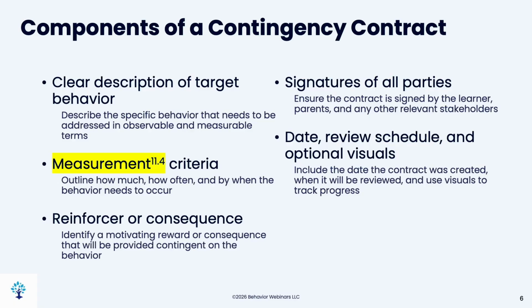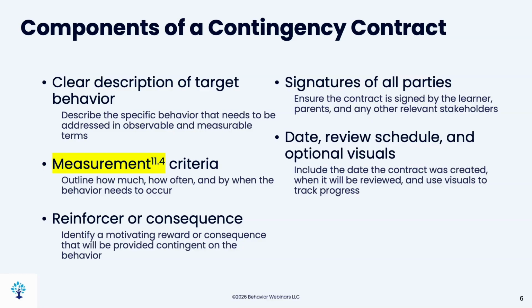The components are a clear description of the target behavior, and this needs to be observable, measurable. It needs to be an operational definition with onset, offset, also what the behavior is and what the behavior isn't, how we're measuring it, how will we know that the person engaged in that behavior, how often and by when the behavior needs to occur, and then identify a motivating reward or consequence that will be provided contingent on the behavior. What are they going to earn when they engage in that behavior?